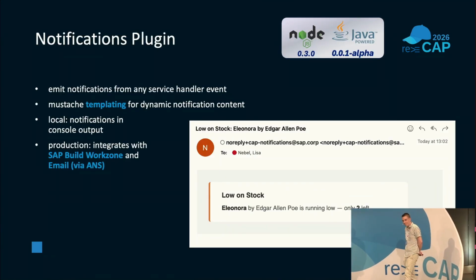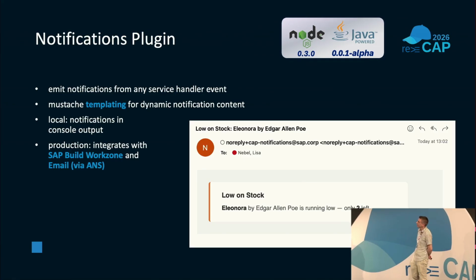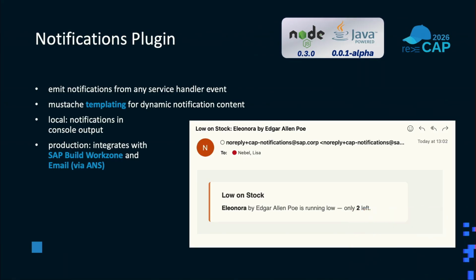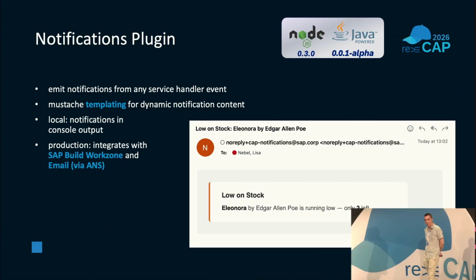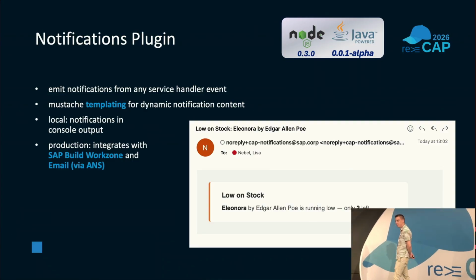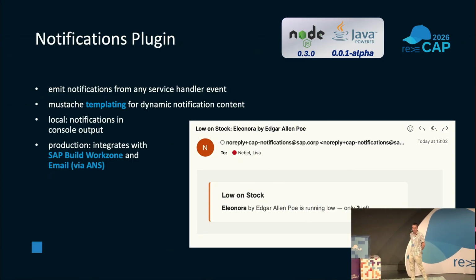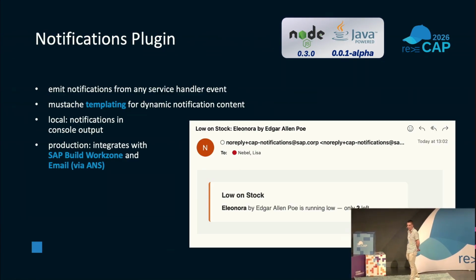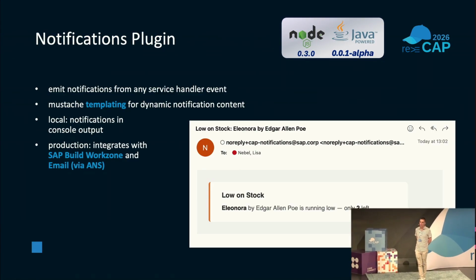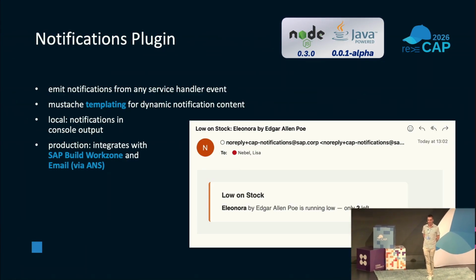What I want to highlight here is that Lisa just showed the Java version, which is, again, pretty new. So we just released it as an initial alpha version. There's also an existing Node version of that plugin, which was existing before, but just recently we also invested in improving that and basically, also improving your life when it comes to sending out emails, integration with Build Workzone, and so on.